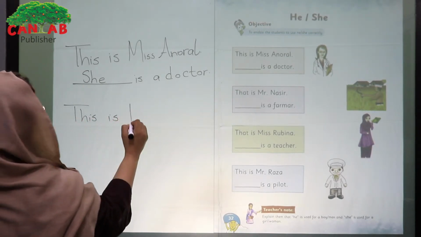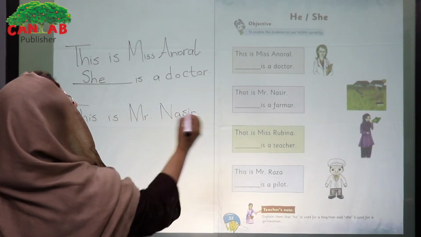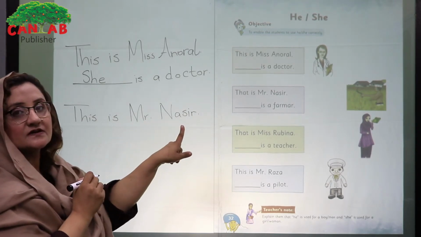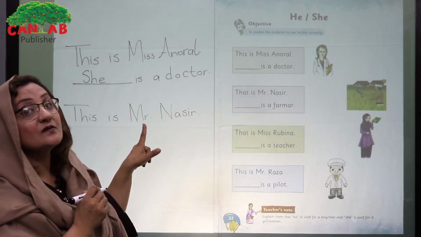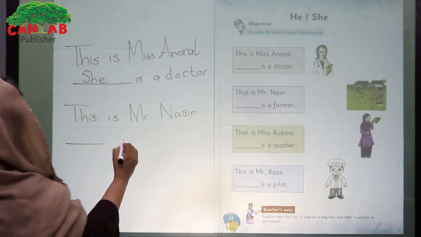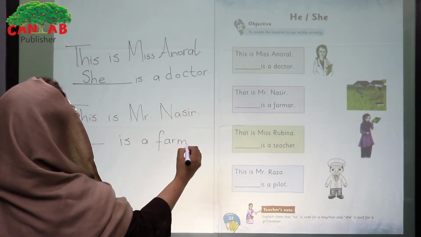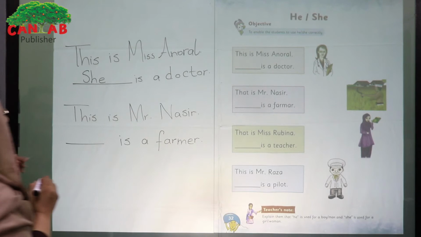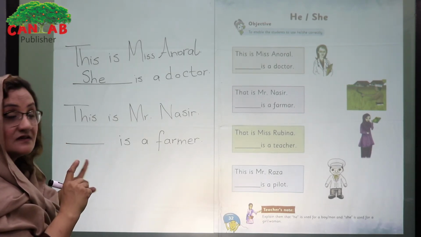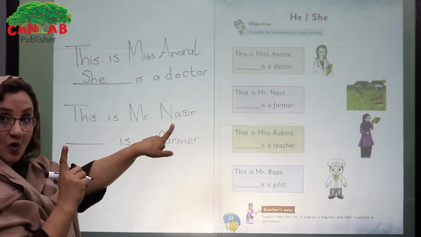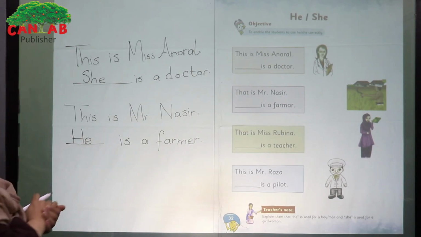Now look here. This is Mr. Nasir. Is he a boy or a girl? He is a boy. Then space or dash is a farmer. Farmer. What are we going to write here? He or she. Mr. Nasir is a boy. So we are going to write here he.